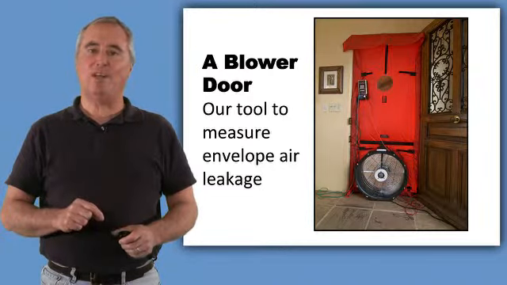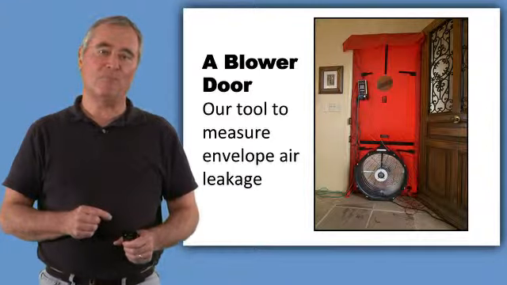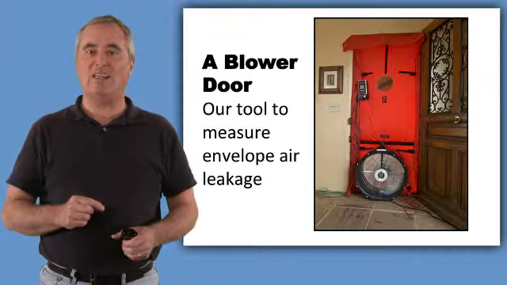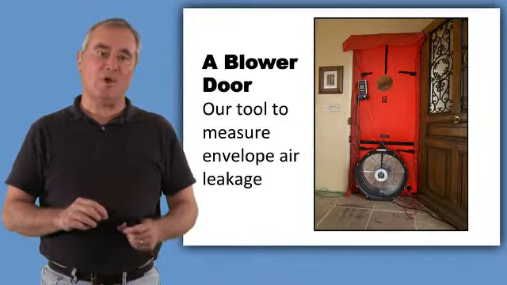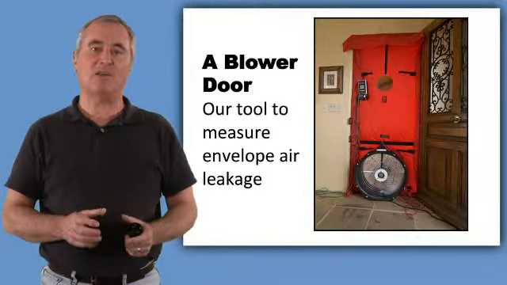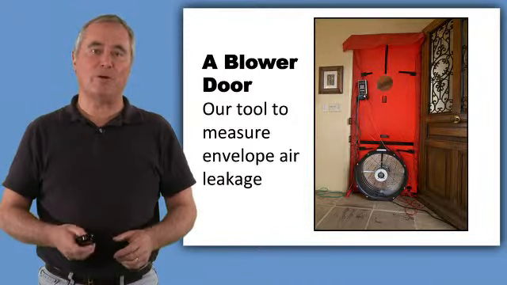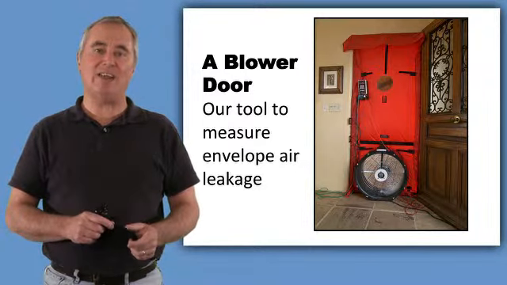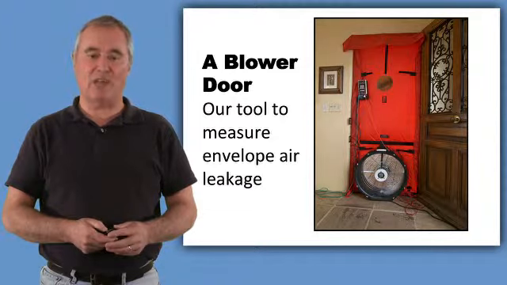So we always use a standard test pressure of 50 pascals. A pascal is a metric measurement of pressure and is equal to 2/10 of an inch of water column. We depressurize our house with the blower door fan to 50 pascals and measure the leakage at that pressure. At that pressure, the amount of leakage we measure is typically about 20 times the amount of average or typical leakage that would occur in the house.